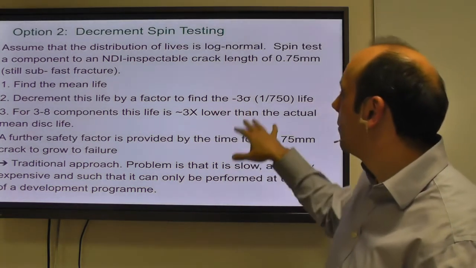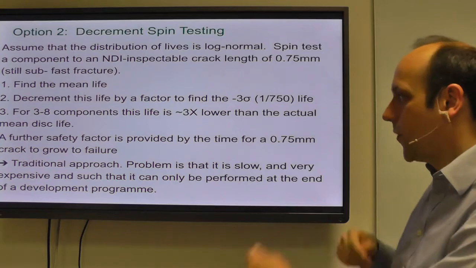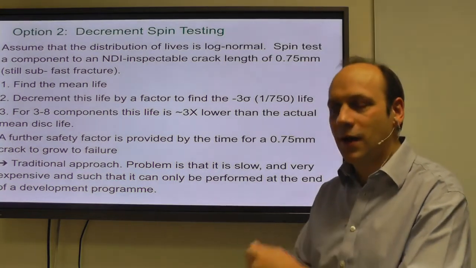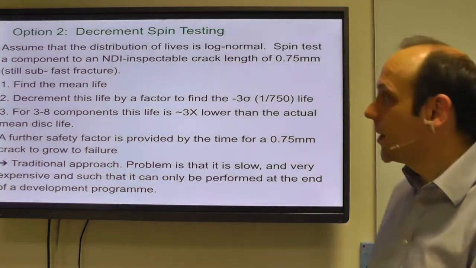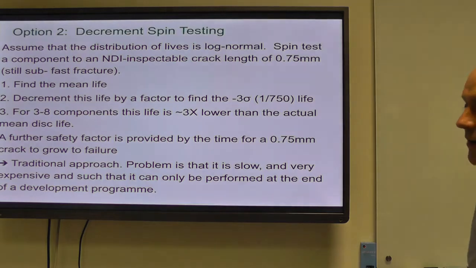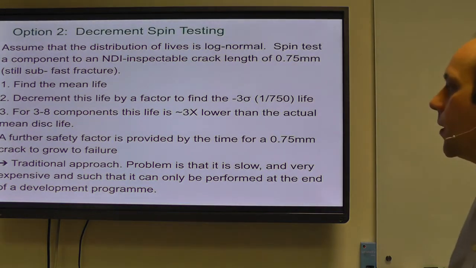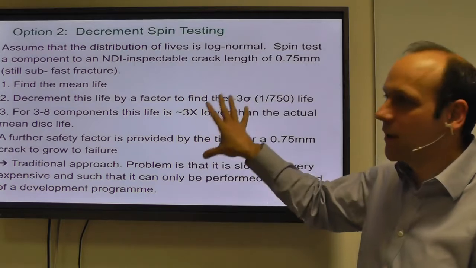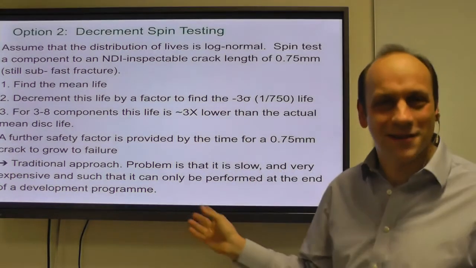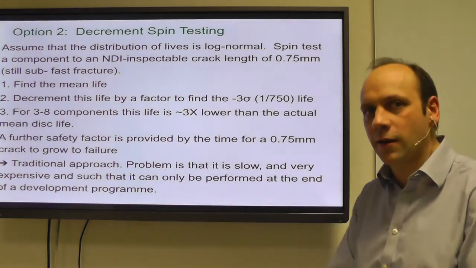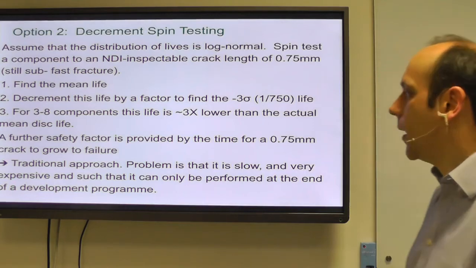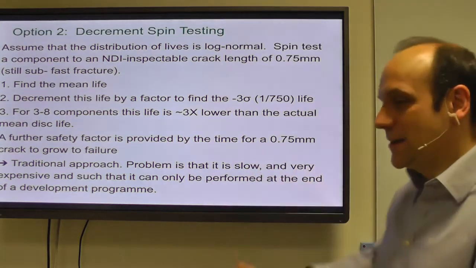And if you then run through the volume of material you have, and so on and so forth, that actually ends up being about 1 in 10 million takeoffs when you run the numbers through, which I do in the notes. The problem is that empirically it works. You don't need to know anything about material science, which is the sort of appeal to mechanical engineers and to safety people. The problem is that it's actually slow.